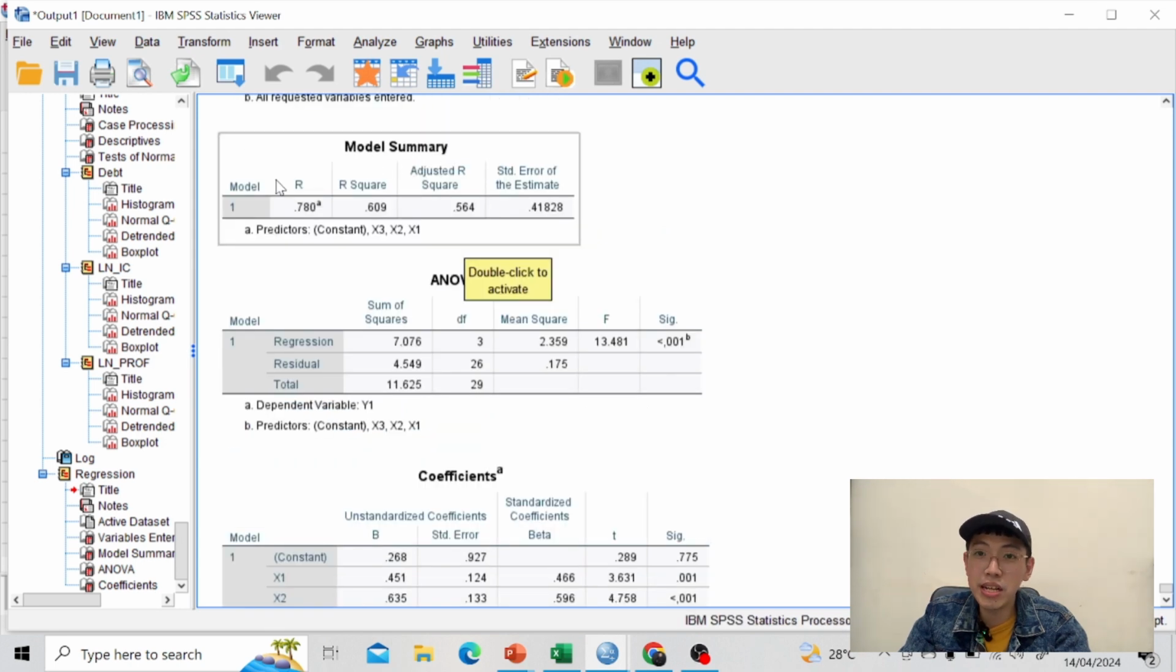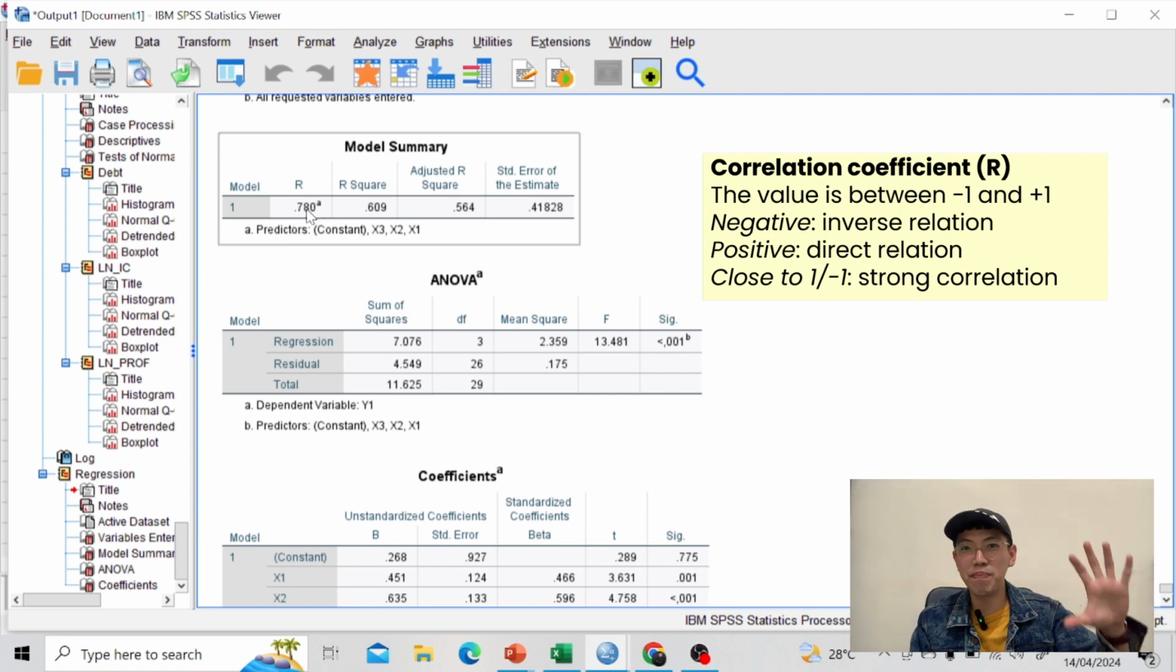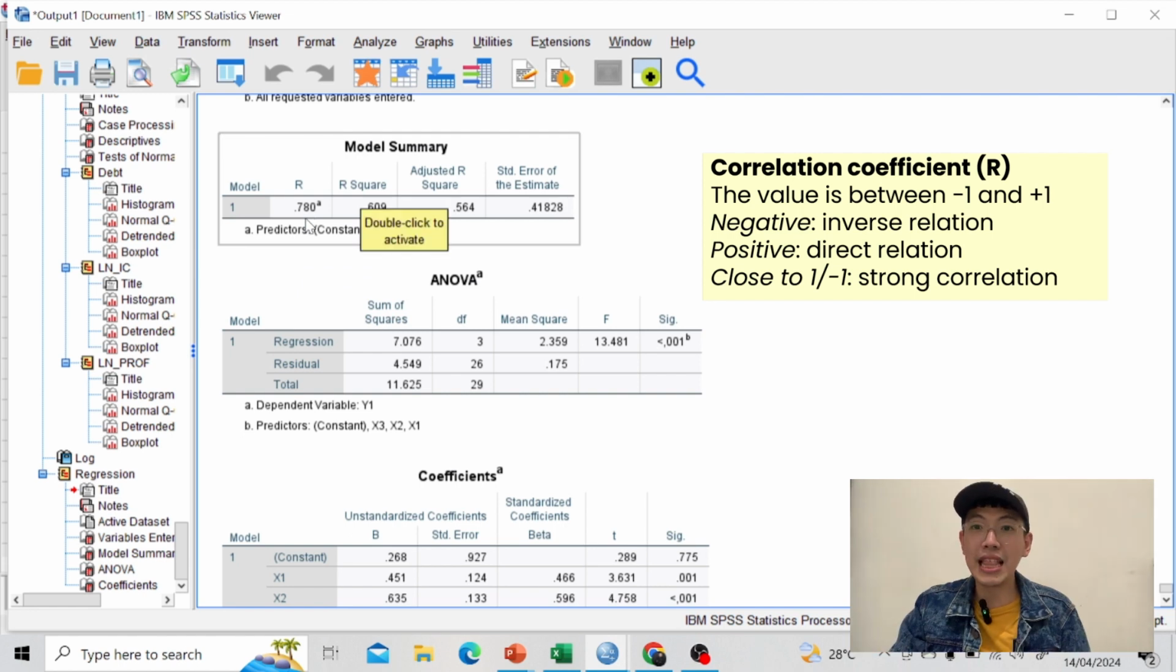In the model summary, there is R. R here is the correlation coefficient. As you have learned in the previous video, correlation coefficient will determine the strength and also the direction of the association. Here, the R is 0.78. It means the independent variables have a positive association with the dependent variable. And the relationship is moderate because it is close to 0.5.